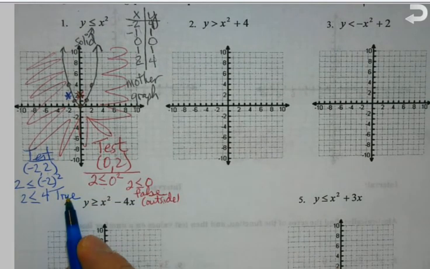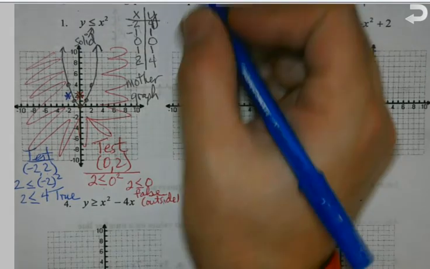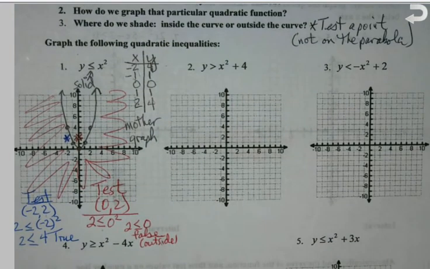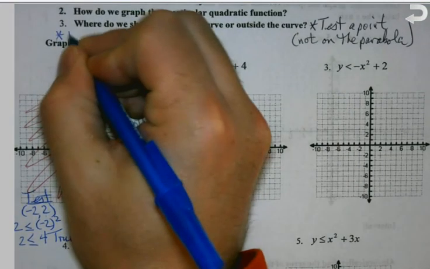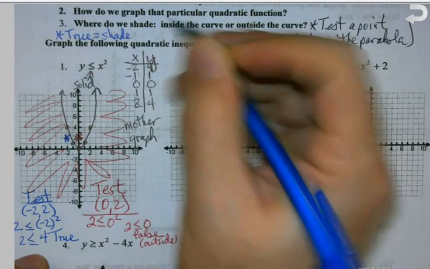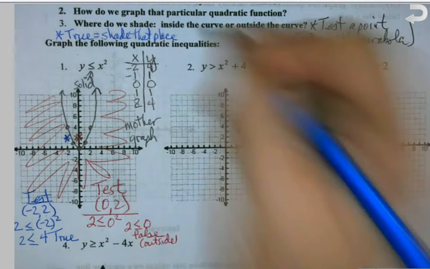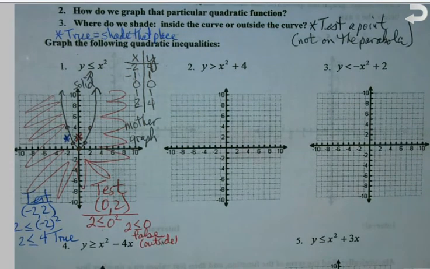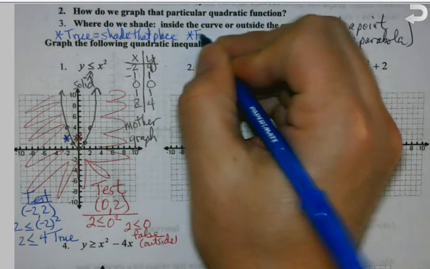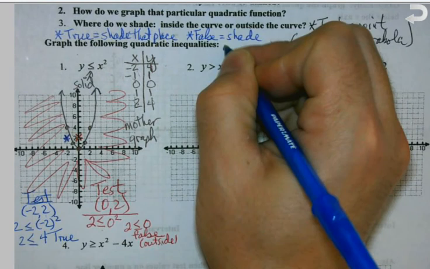So whatever area is true, that's where you shade. Okay? And if it's false, you shade in the opposite. Let's actually write that in here. That's a good idea. So true would be shade that place. And if I'm testing outside and it's true, I shade outside. If it's true and I have it inside, I shade inside. And then false means we're going to shade the opposite area.